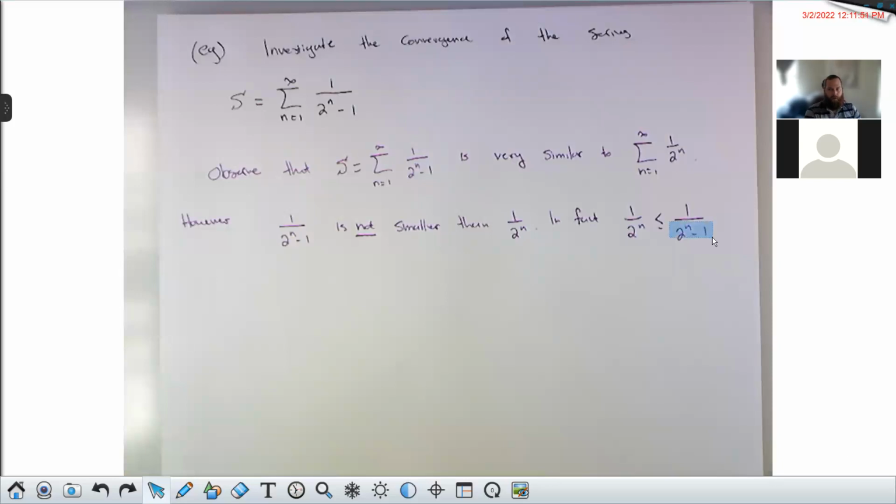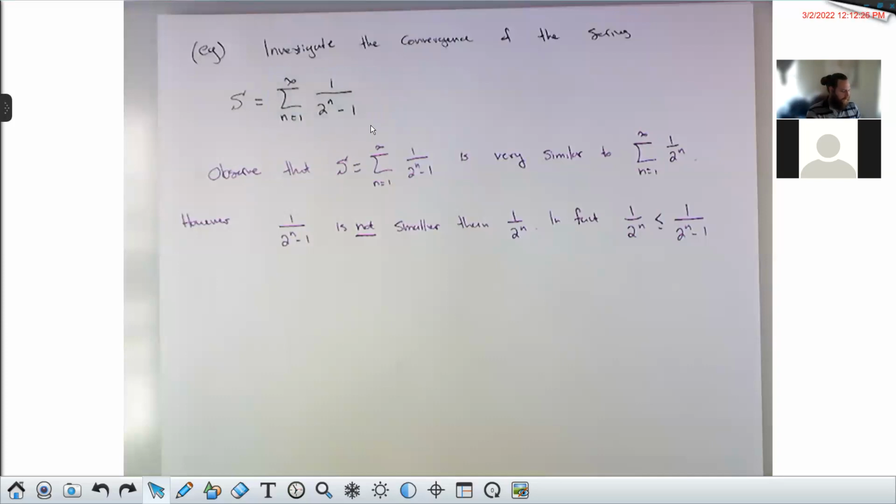Right? So this guy has a smaller denominator than this guy, which makes him bigger overall. Try plugging in some numbers. When you plug in 1 for n, this is 1/2. This is 1. You plug in 2 for n, this is 1/4. This is 1/3. So the terms of my series here are not smaller than the convergent geometric series, 1 over 2 to the n. They're larger than that guy.